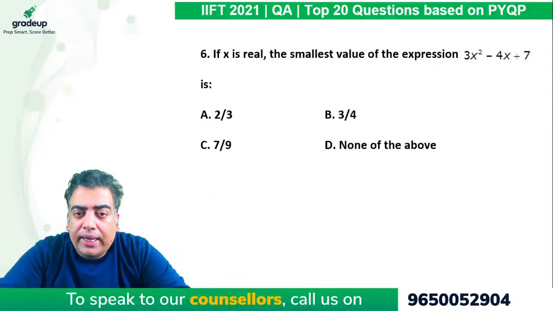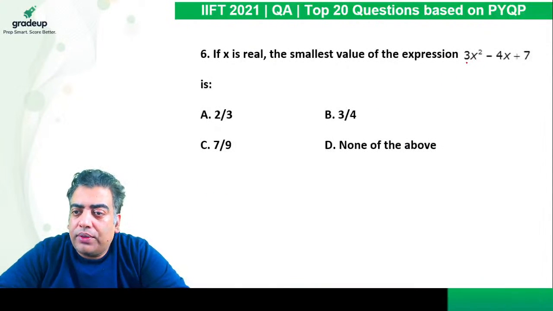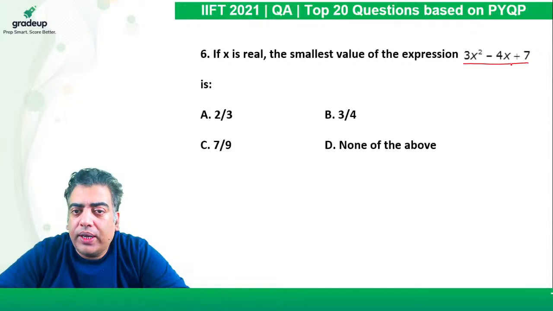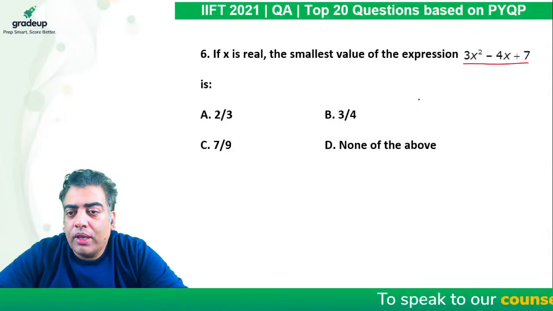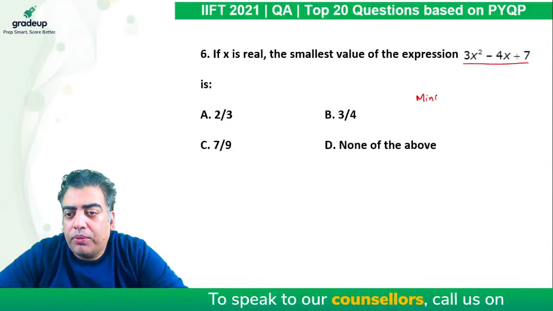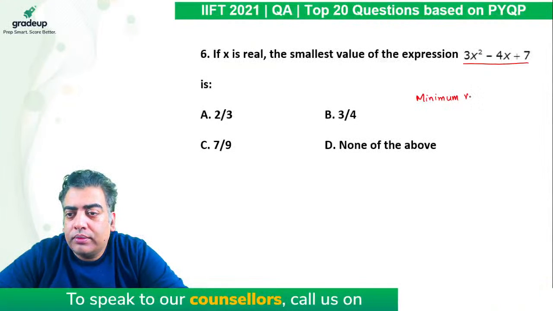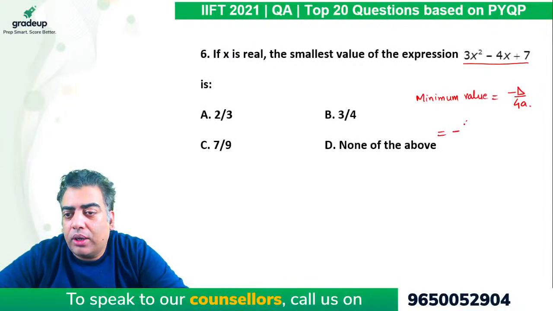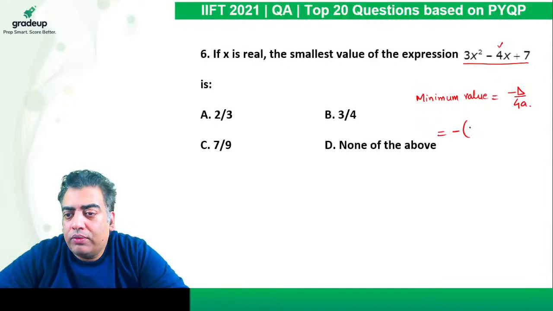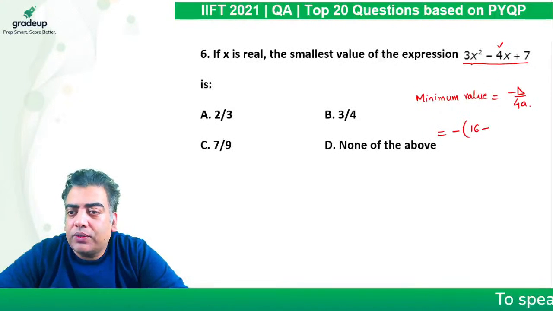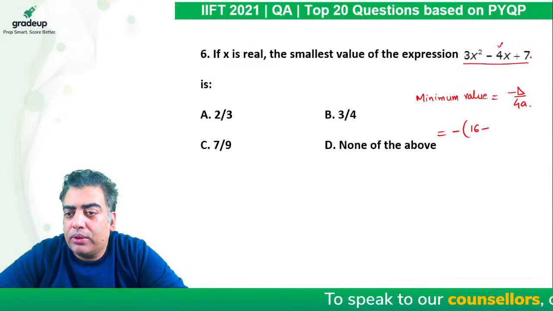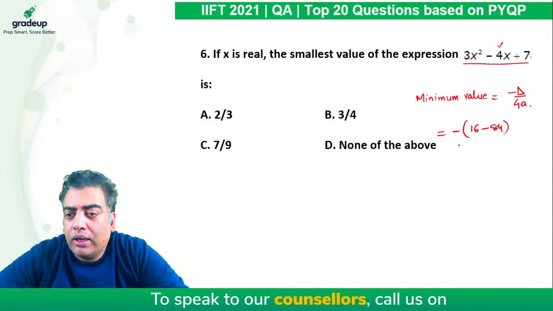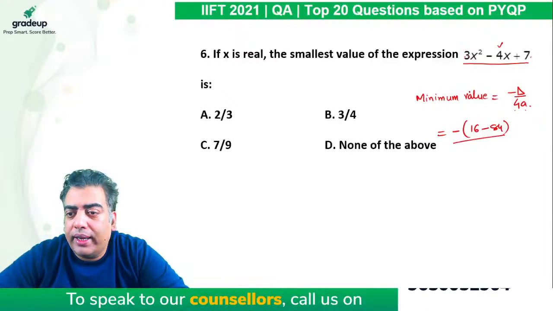Here it says if x is real, the smallest value of the expression is. So the expression given to us is a quadratic one, and we have done many similar questions. So the minimum value of an upward parabola is minus D upon 4a. So it comes out to be minus of D, which is b square, 4 square is 16, minus 4ac, 4 into 3 is 12, 12 into 7 is 84, divided by 4 times a, and a is 3, so 4 into 3 is 12.